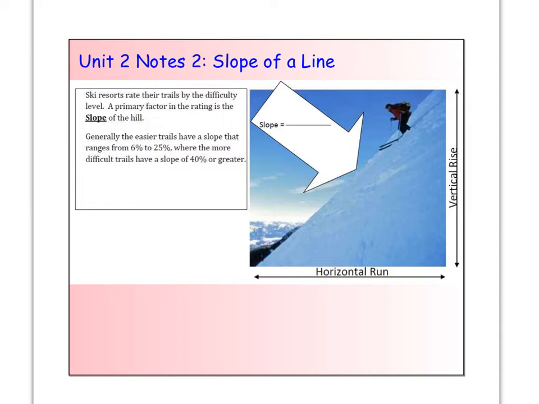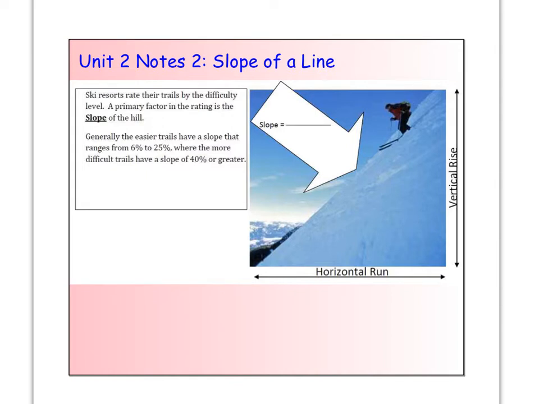If you're a skier or a snowboarder, you know that ski resorts rate their trails by the difficulty level, and a primary factor in that rating is the slope of the hill. Generally, the easier trails have a slope that ranges from 6% to 25%, and the more difficult trails have a slope of 40% or greater. I think those are like the black diamonds or the double black diamonds.